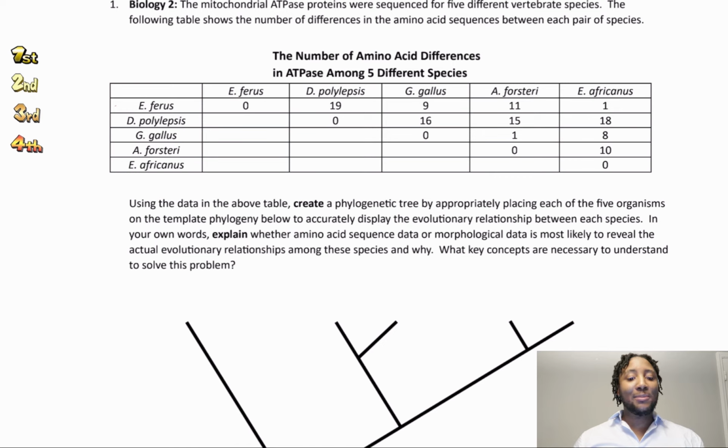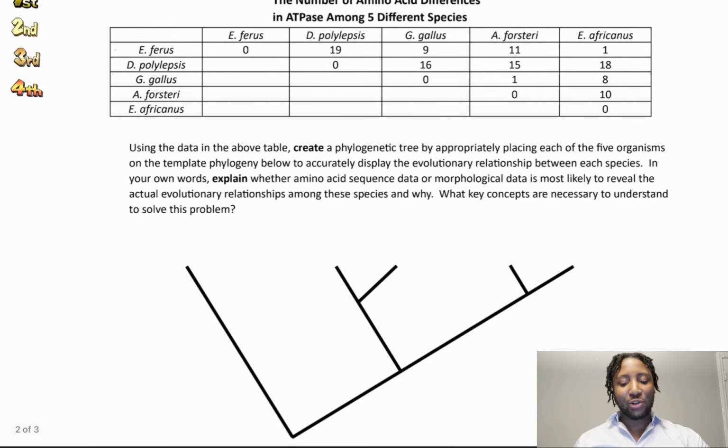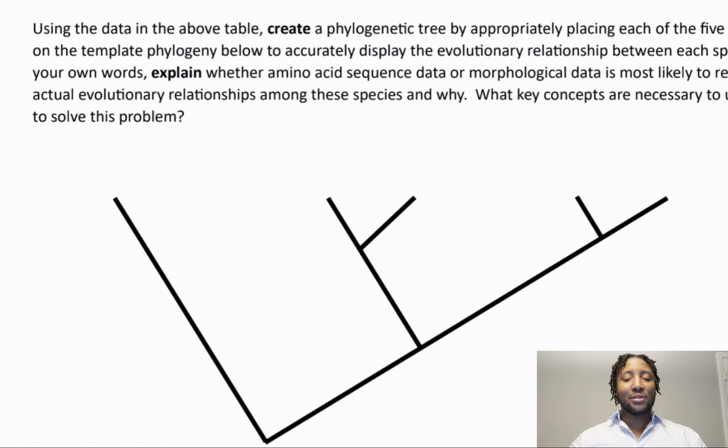Here we have a table and a practice problem that we'll go over, but first I want to go over some key concepts for us to tackle this problem. So at the bottom we have a phylogenetic tree, and we're just going to go over certain parts of it and what they mean and why we're doing this, so we can go ahead and beat that problem.